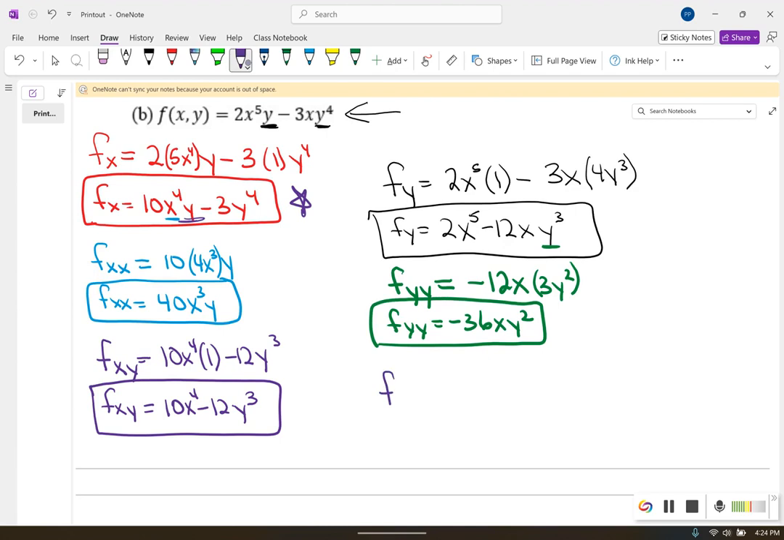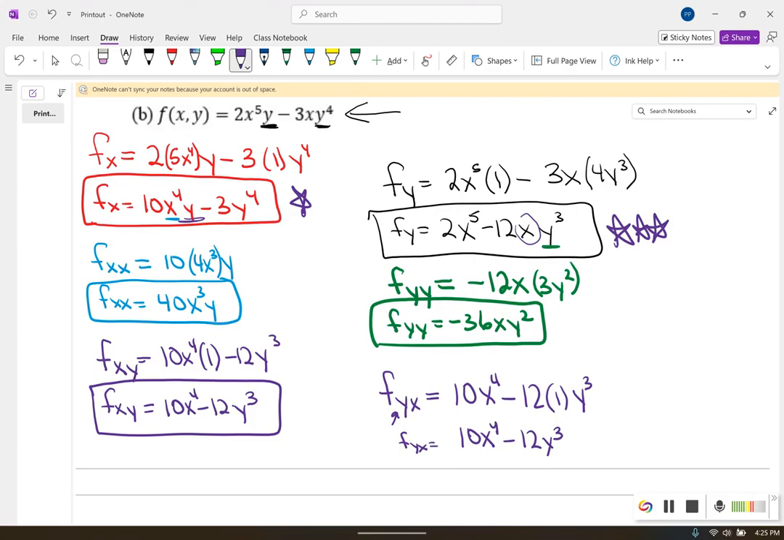And finally, if I wanted to find f sub yx, that means I'm going to take the derivative with respect to y first, which I just did, and it's right here. And now I'm going to take the derivative of that one with respect to x. And so for 2x to the fifth, that's just a regular 10x to the fourth minus. And then with respect to x, the 12 and the y cubed will just stay, and the derivative of that x term is just 1. And so I have 10x to the fourth minus 12y cubed. And if you're checking to see if you did it right, these two will always be the same answer.